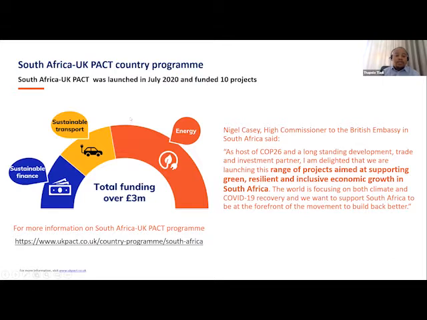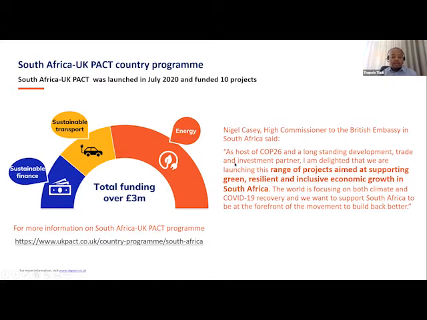So in terms of South Africa's UK PACT program and essentially how it's structured, the sort of support we provide and the areas we cover, it's mainly structured across three themes. So we look at providing technical assistance and capacity building related to sustainable finance and green finance, sustainable transport and energy.